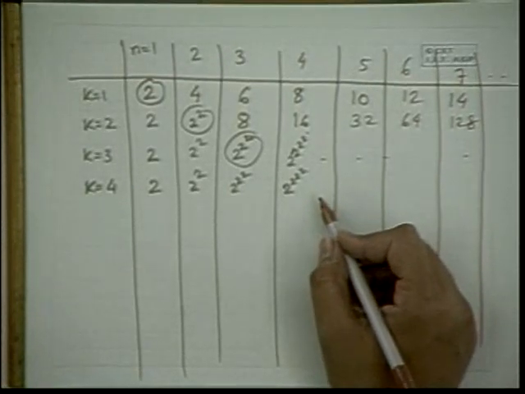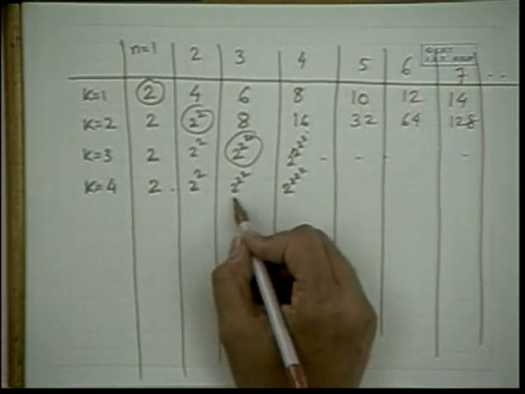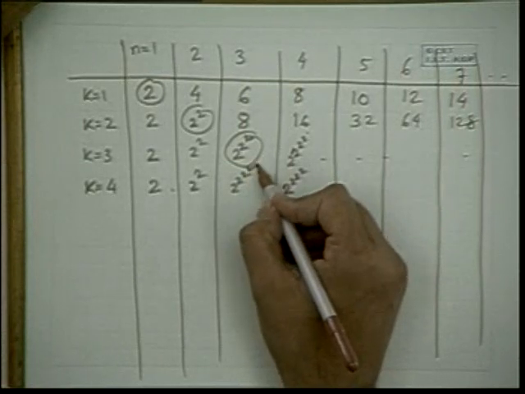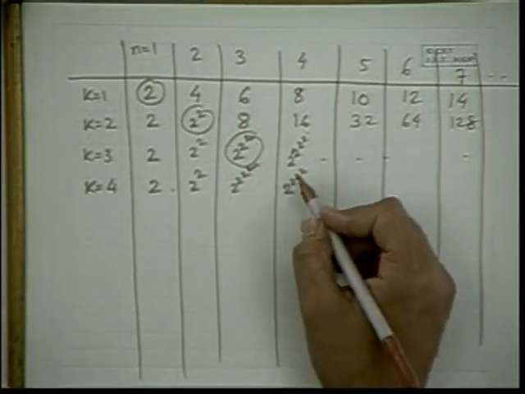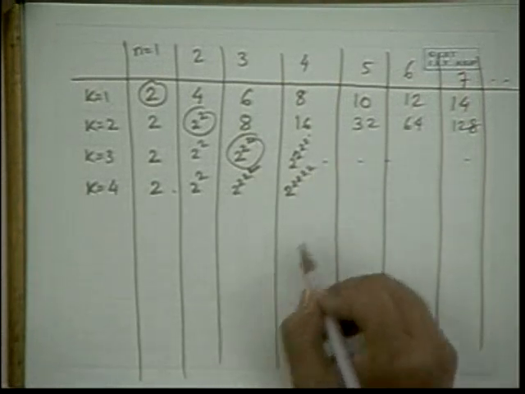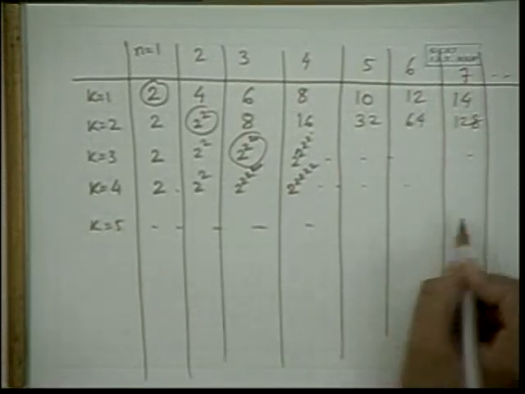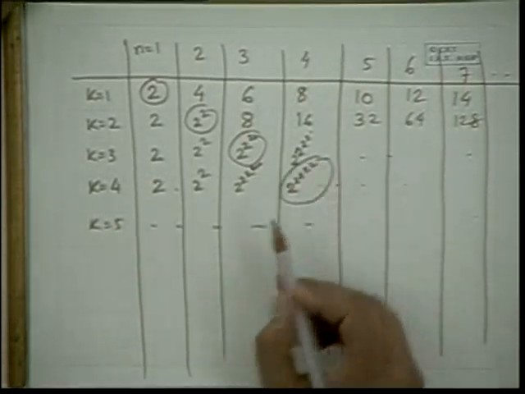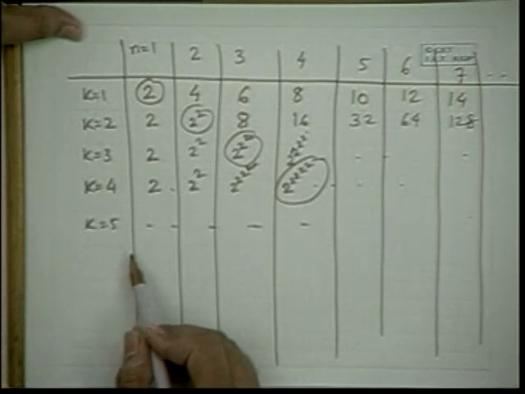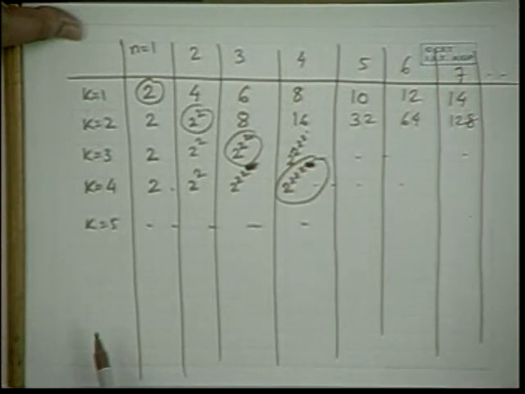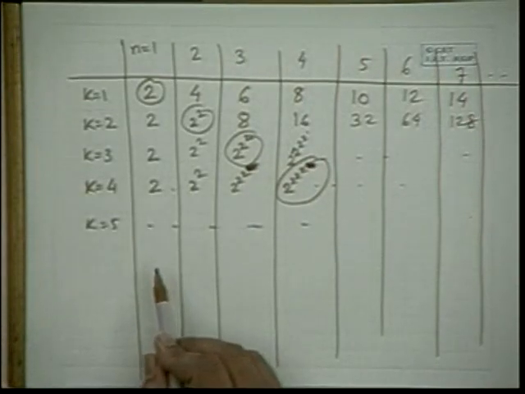K is equal to 4, 2, 2 square. So this one grows. Actually, this is another 2 here, and this becomes one more 2. It goes like this, and k5 becomes this. So now look at the diagonal elements. This is right. This is 4, this is 3. So look at the diagonal elements.